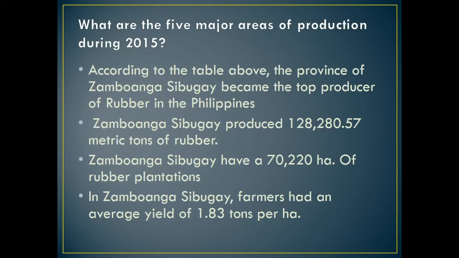Zamboanga Sibugay produced 128,280.57 metric tons of rubber. Zamboanga Sibugay has 70,220 hectares of rubber plantations. In Zamboanga Sibugay, farmers had an average yield of 1.83 tons per hectare.